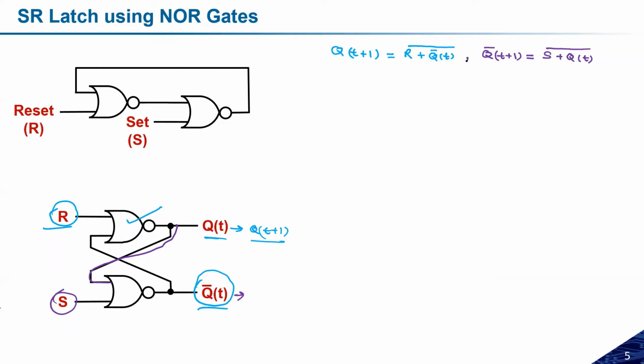If anyone has any doubt at this point, you can ask the question. Excuse me, sir. Yeah, please. Sir, how are the two inputs Q(t) and Q bar(t)? Yeah, how are these two inputs Q(t) and Q bar(t)?